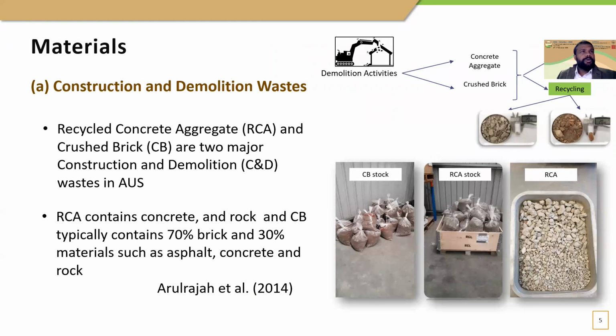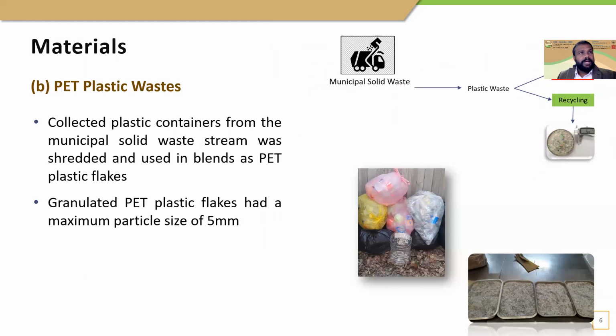First of all, we move into the construction and demolition waste, which comprises RCA, recycled concrete aggregate, and CB, crushed bricks, which make up the major components of the CND materials. RCA contains concrete and rock, while CB typically contains 70% brick and 30% other materials such as asphalt and concrete. Moving on to the plastic waste.